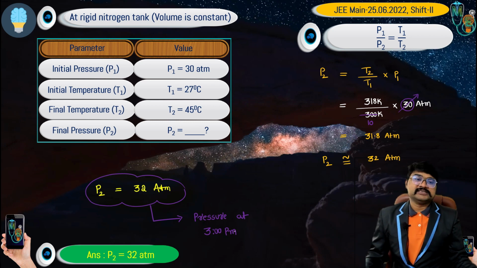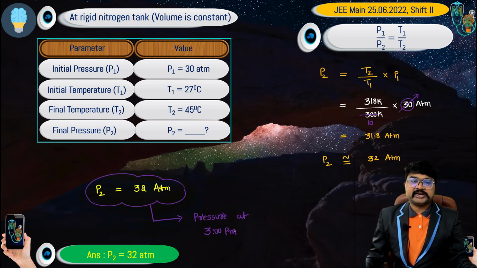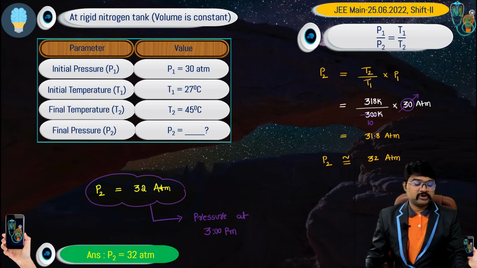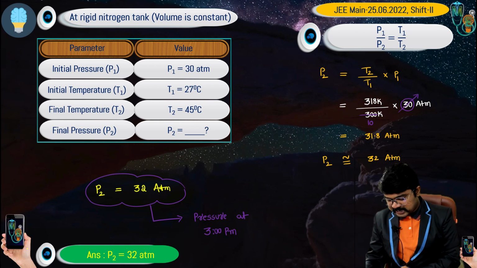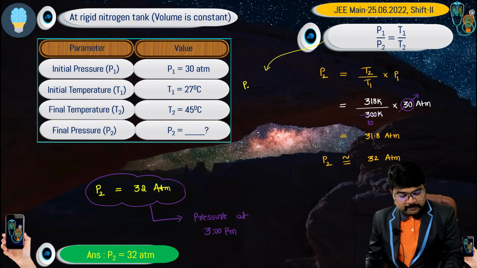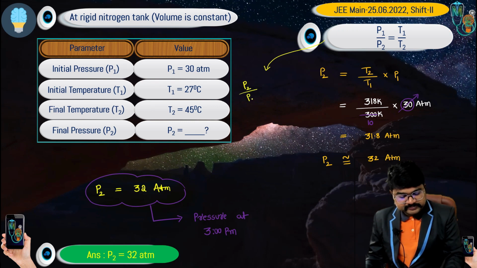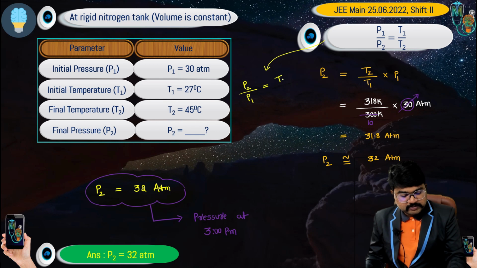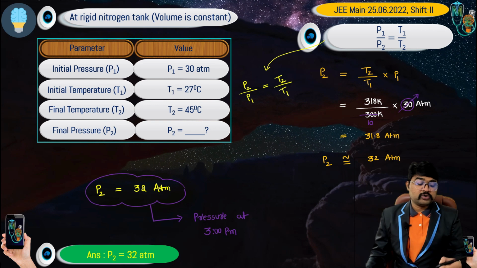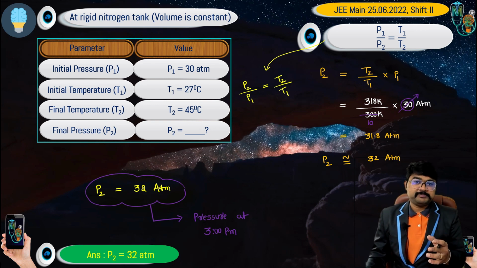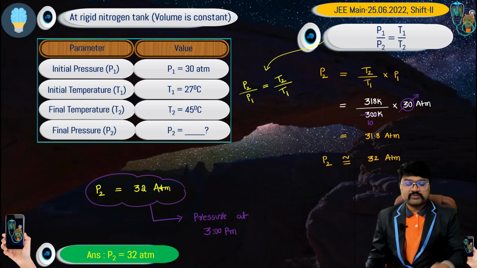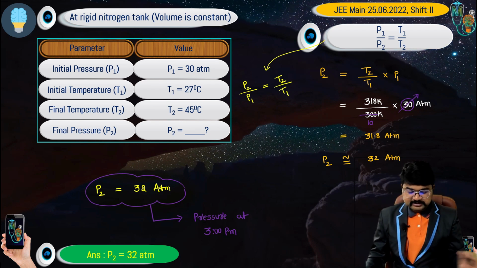So a rigid tank is given, that means volume is constant. You can directly apply the proportionality. We already know that you can write it as P2 by P1 equal to T2 by T1. But the only thing you need to remember is that these two temperatures must be on the absolute thermodynamic scale. Don't forget to convert it. Understood? So it is very simple to solve the problem.